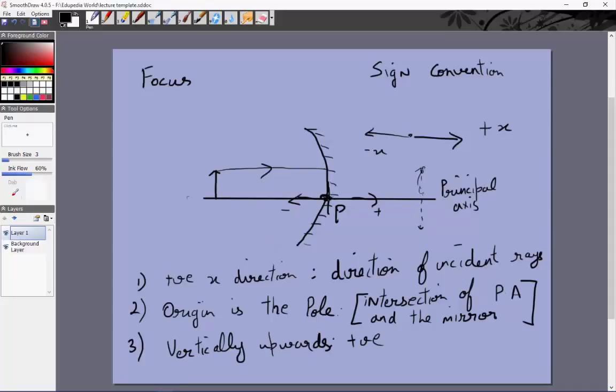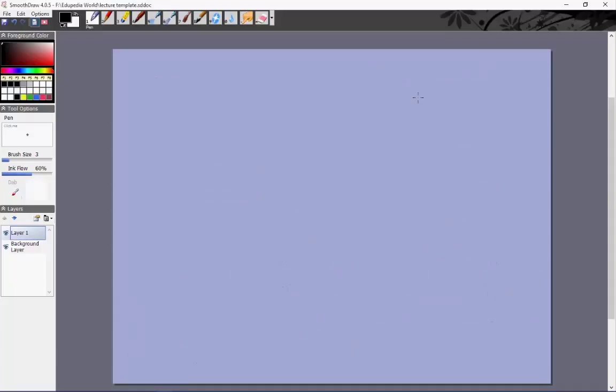The pole will be the origin, that is the point of intersection of the principal axis and the mirror. The positive direction will be the direction of incident rays. If we had kept our object here and this was a convex mirror where this was the shiny, reflecting surface, in that case this direction would have been the positive direction and our x and y coordinates would have been reversed. So now that we're done with most of the terminology, we begin our study of focus.